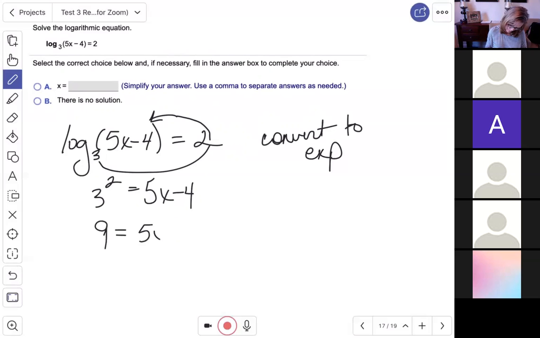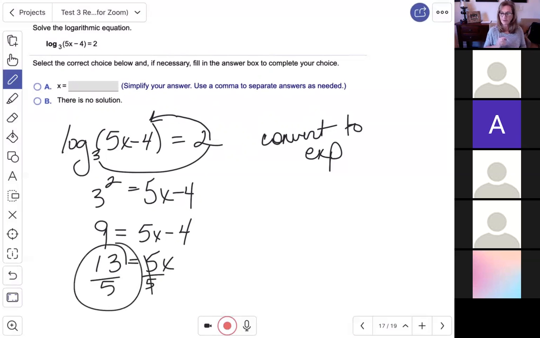That would give you, let's see, let's add 4 to both sides and divide out by 5. We get 13 over 5. So not too bad. Compares the two, hopefully. Right in a row, two different ones. Just kind of get it in your head which ones are which.